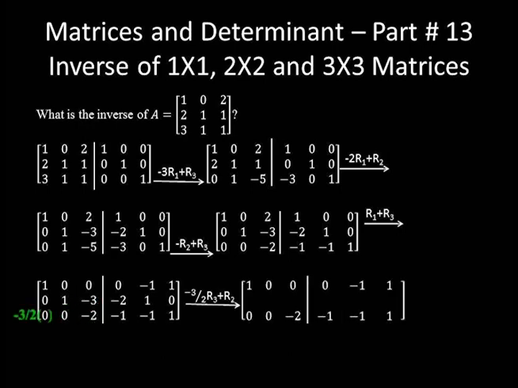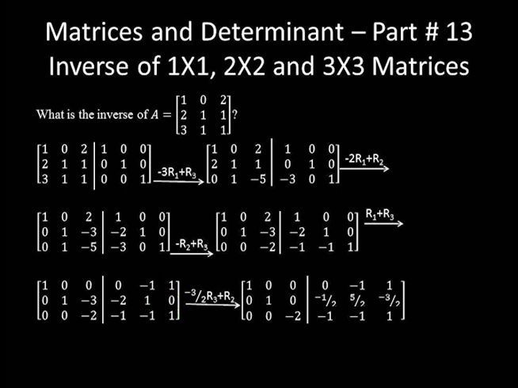Negative 3 over 2 times 0 is 0. 0 plus 0 is 0. Negative 3 over 2 times 0 is 0. 0 plus 1 is 1. Negative 3 over 2 times negative 2 is 3. 3 plus negative 3 is 0. Negative 3 over 2 times negative 1 is positive 3 over 2. Positive 3 over 2 plus negative 2 is negative 1 over 2. Negative 3 over 2 times negative 1 is 3 over 2. 3 over 2 plus 1 is 5 over 2. Negative 3 over 2 times 1 is negative 3 over 2. Negative 3 over 2 plus 0 is negative 3 over 2.